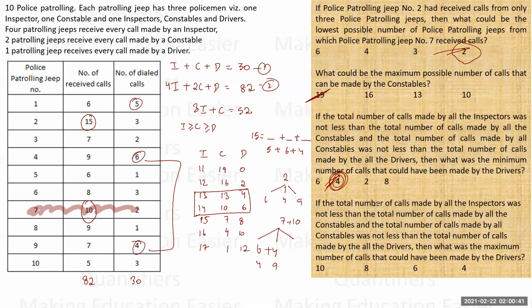Okay. If the total number of calls made by all the inspectors was less than the number of calls made by constables, under the same constraint, what can be the maximum number of calls that can be made by drivers? So this is 6. So 6 in this case, right? So basically only the first question was one in which I might have to use my brain a bit. Rest everything was pretty straightforward if you have made the equations.